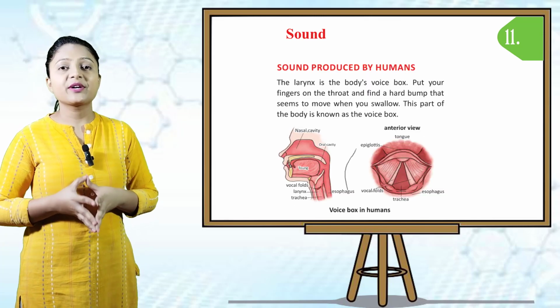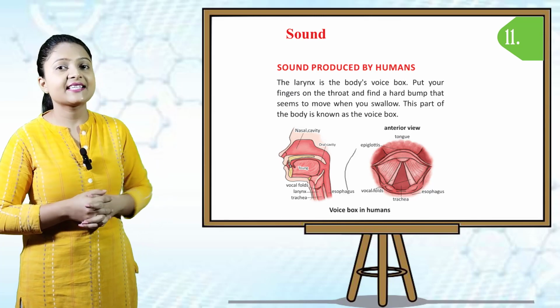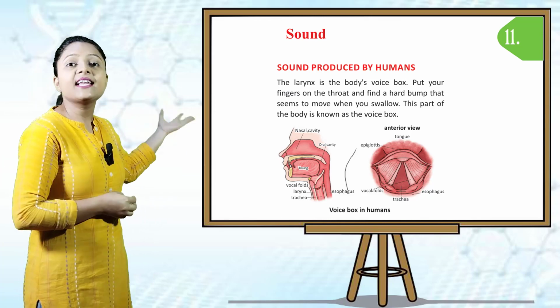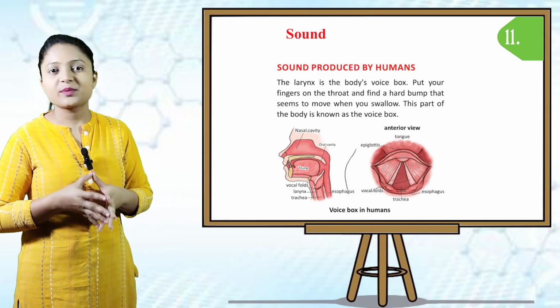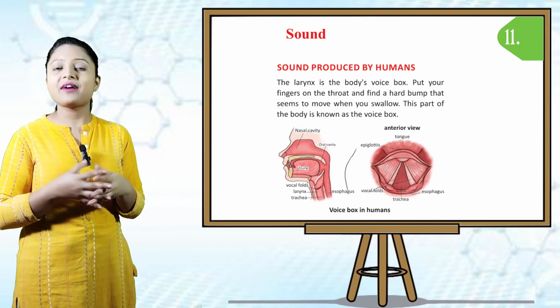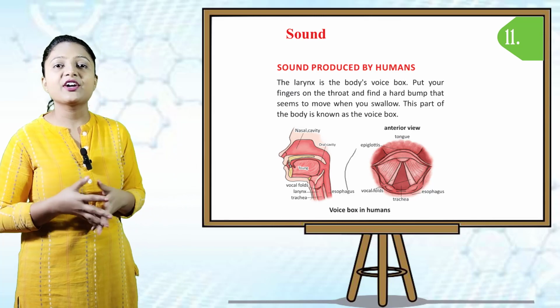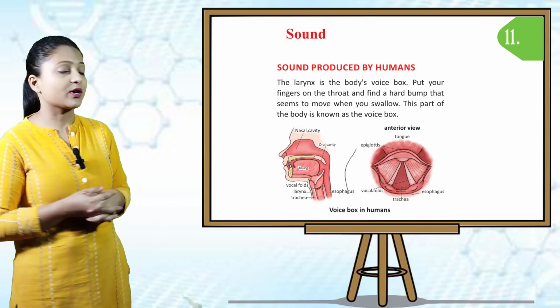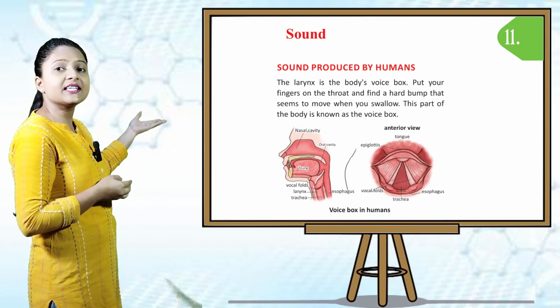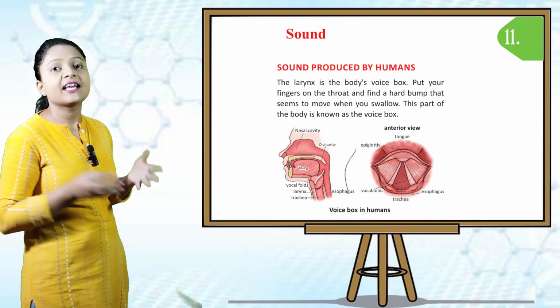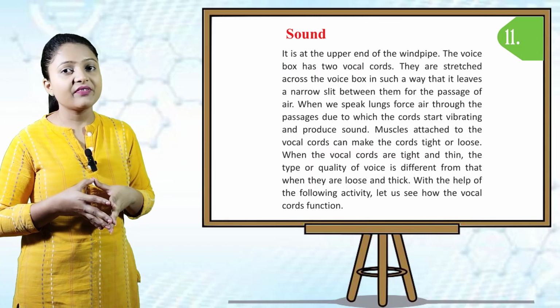Sound produced by humans. Humans के द्वारा जो sound produce की जाती है वो उनके larynx से आती है. Let's see it. The larynx is the body's voice box. Put your fingers on your throat and find a hard bump that seems to move when you swallow. This part of body is known as the voice box. Here in this image you can see a larynx in humans. It is at the upper end of the windpipe.